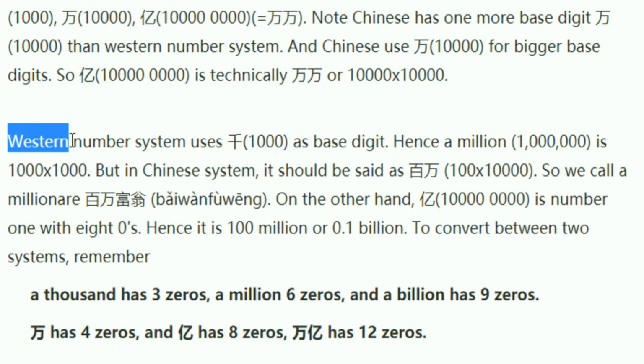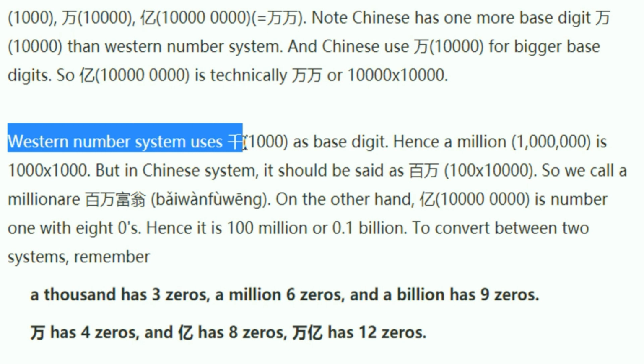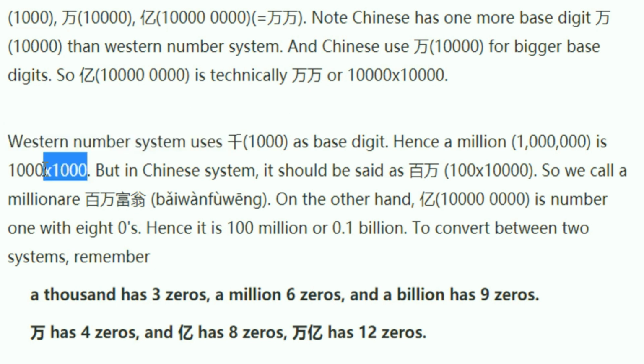So the Western number system uses 1,000 as a base digit for big numbers, and a million would be a 1,000 times 1,000. And in the Chinese system, we just talked about that. A million would be, if you convert that to 万, 100 万. So we would say it is 百万. Instead of saying 千千, we say it's 百万. So we call a millionaire, who has at least $1 million or 1 million pounds, 百万富翁.